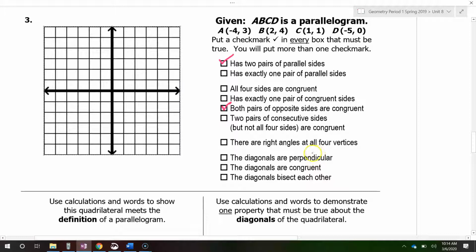Okay, diagonals perpendicular? No, that's rhombuses and kites and squares. Diagonals congruent? No, that's rectangles and isosceles trapezoids and squares. Diagonals bisect each other? Yes. That's the one for parallelograms. Okay, so these are the things that we've got.